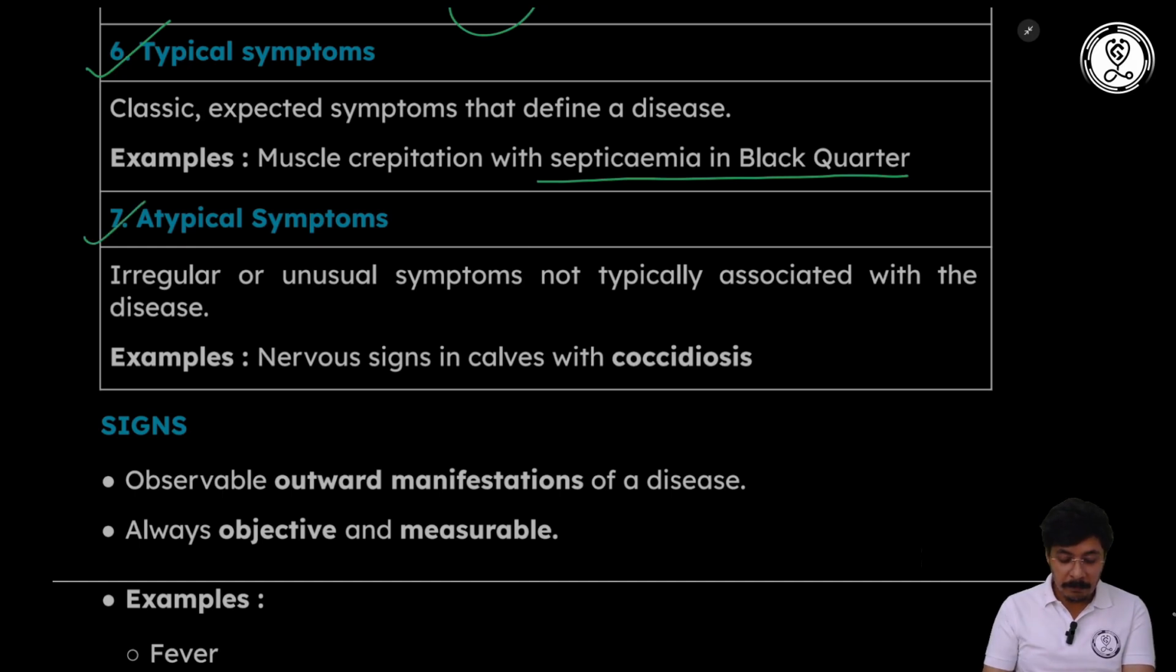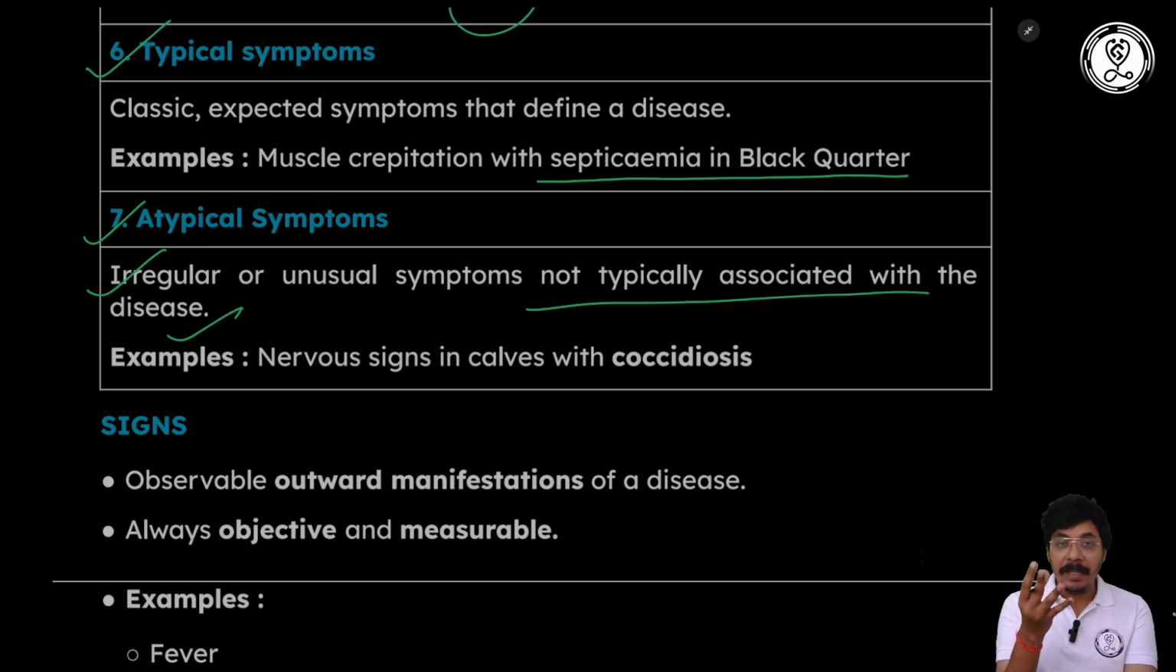Coming to the atypical symptoms, they are irregular, unusual symptoms and not typically associated with the disease. For example, nervous signs in calves with coccidiosis. Whenever we are talking about atypical symptoms, as the name suggests, they are atypical. It simply means they do not have any association with the disease, but are actually vague. They may or may not be present in every case. For example, nervous signs in calves with coccidiosis are not a classical symptom that we are looking for. It is just an irregular or unusual symptom.